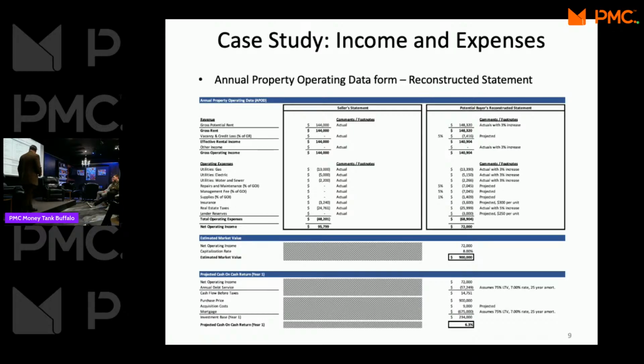And now I can measure my cash on cash return against that number, not just the equity, not just the down payment. So year one, we're looking at a 6.3% cash on cash return. A cash on cash return is the relationship between the cash flow before taxes and the equity investment or the investment base. So in reality, you're looking at a 6% cash on cash in year one on this deal.